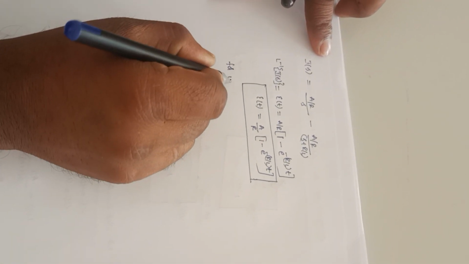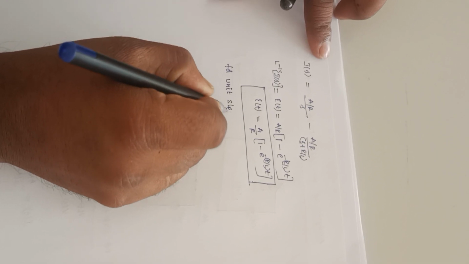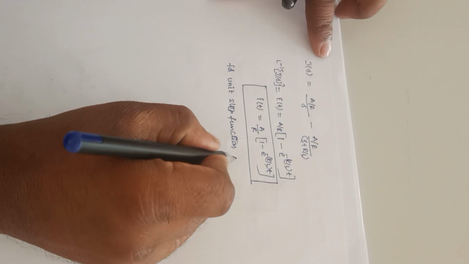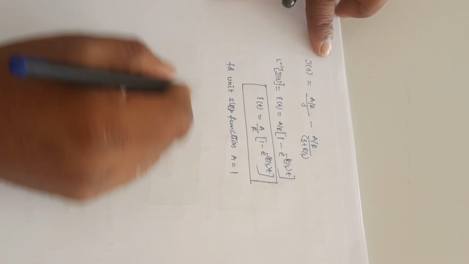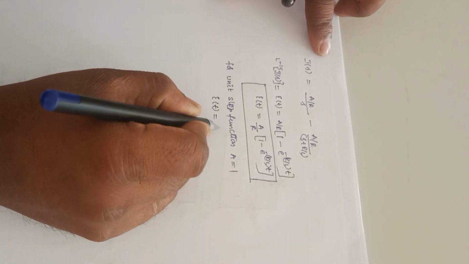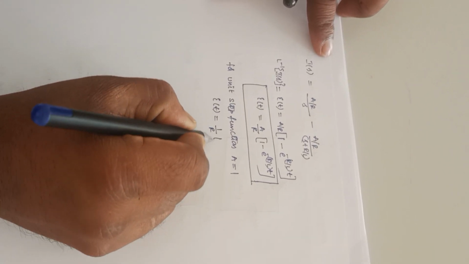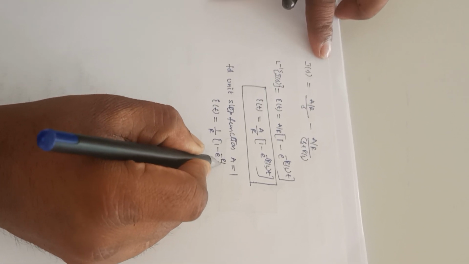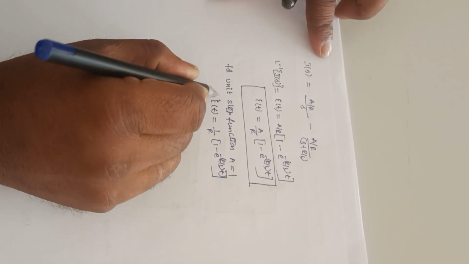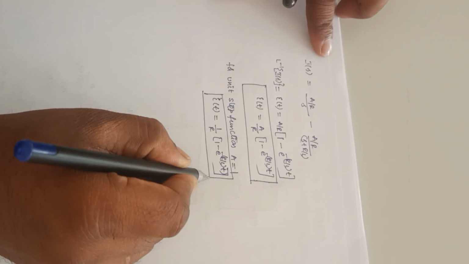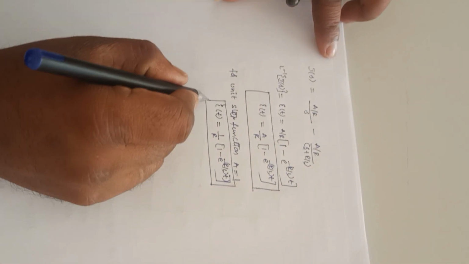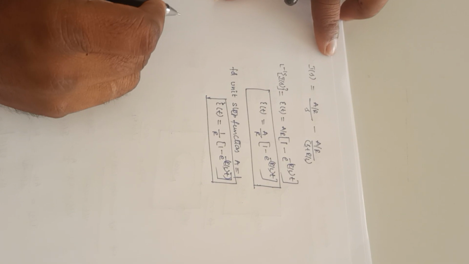For unit step function, the value of a here is the magnitude of the unit step function, a is equal to 1. So for unit step function, the response is I of t is equal to 1 by R into 1 minus e power minus R by L into t. So this is the response of RL circuit if you apply the unit step function as an excitation for the RL circuit.